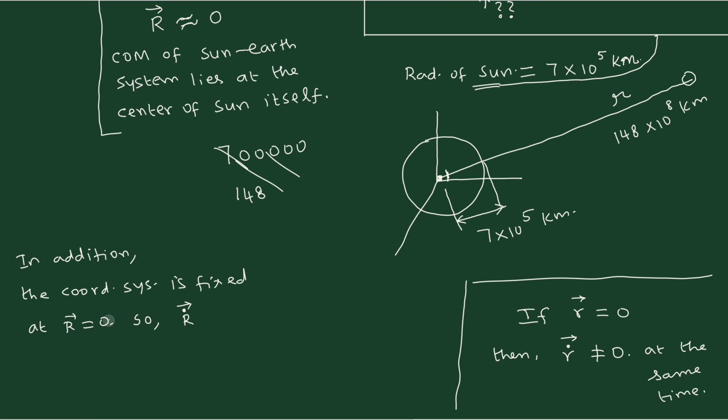Now we already made a decision that r is equal to 0. Therefore, can we say anything about r dot? The answer is we cannot say anything. Therefore, we cannot say that r dot is 0. But since the coordinate is fixed at r equal to 0, we can say r dot is 0. So this is a different story.